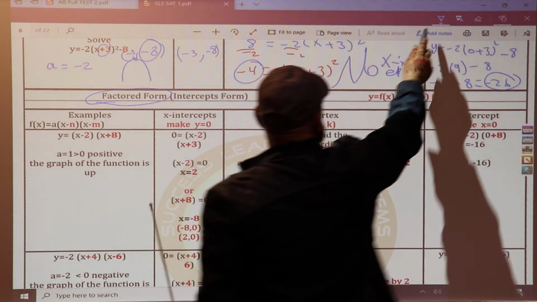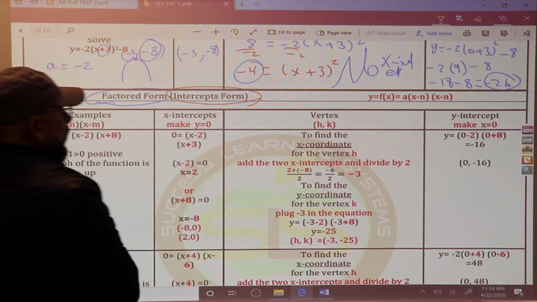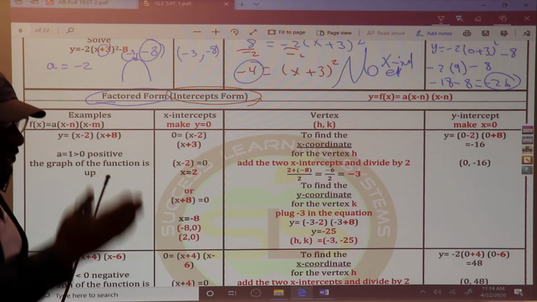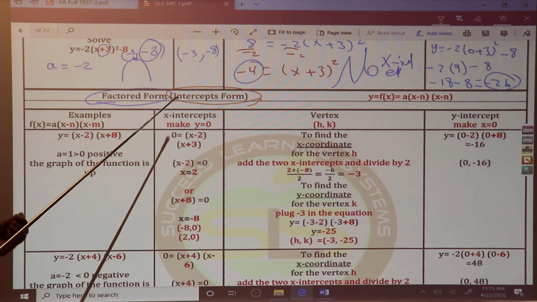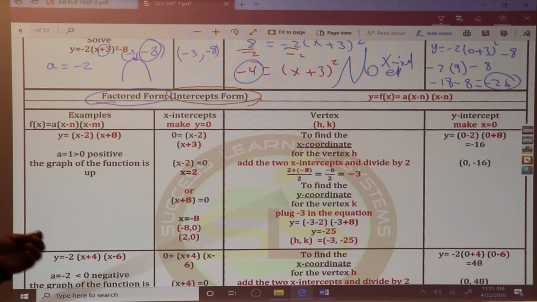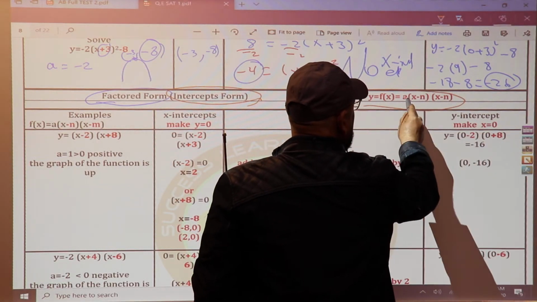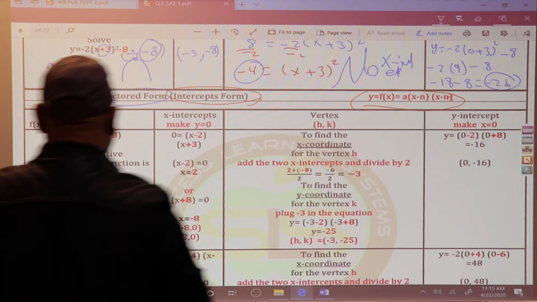Or we call it the intercept form. It displays the x-intercepts, since the key word for this form is the intercept or the factor. The factored form displays the intercepts. It looks like this: f(x) = a(x minus n)(x minus m). You see this?